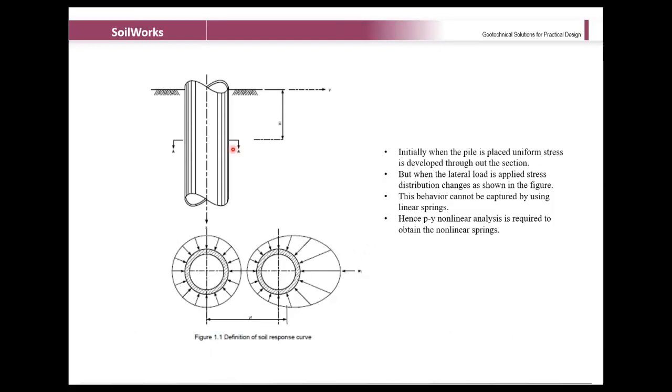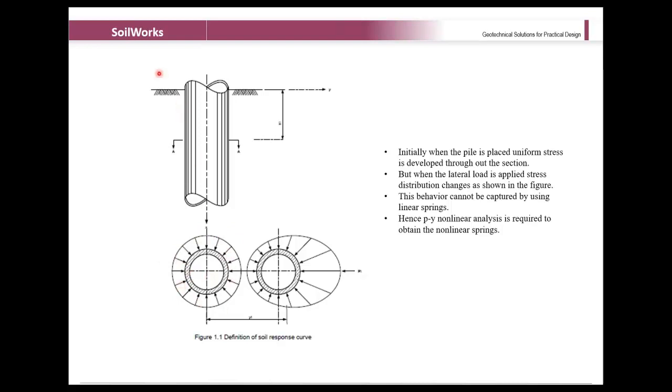So here you can see this is a pile. Let's say this pile is completely incorporated into the soil, that is, executed and placed in the site. So this is the initial stress concentration towards your pile. In the cross section, it is uniform throughout.